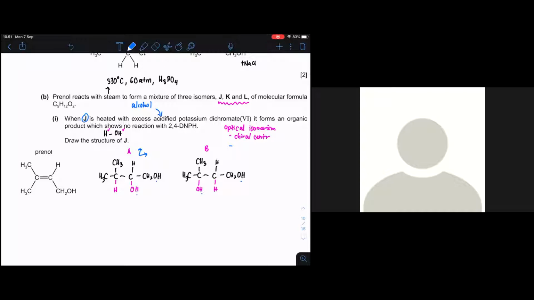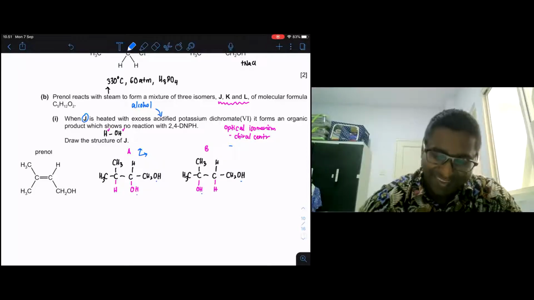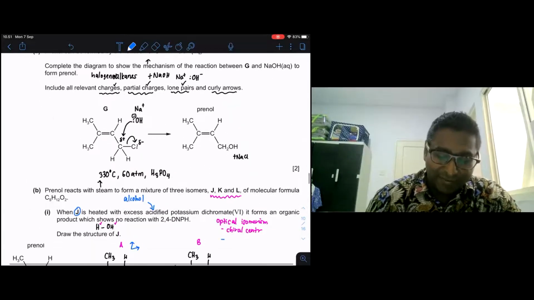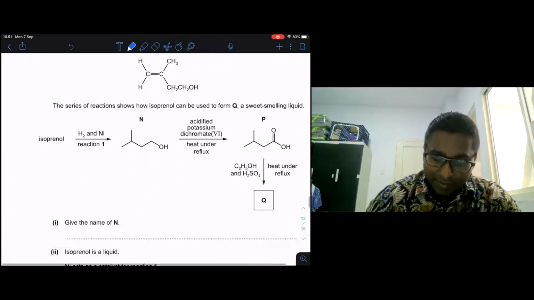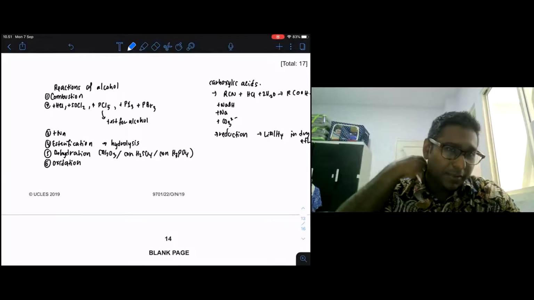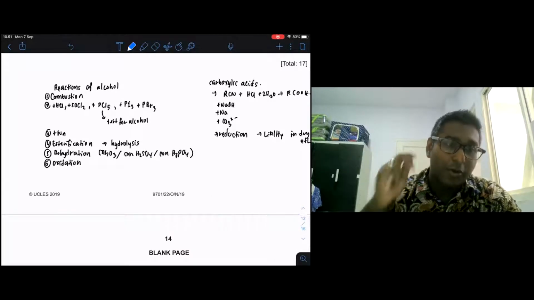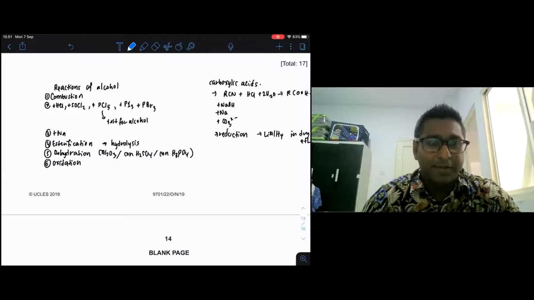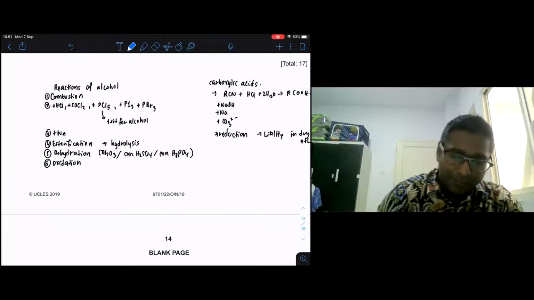What is the type of reaction that we have when alcohol reacts with acidified potassium dichromate? Is it substitution? No. That is actually oxidation. So Shane, please revise. Everything is within your reach. It's not something that you need to open your book and learn. Please revise reactions of alcohol. This is the part that I'm talking about.